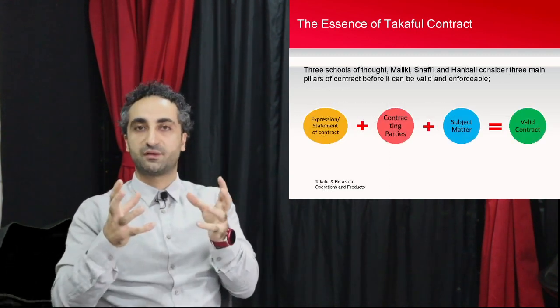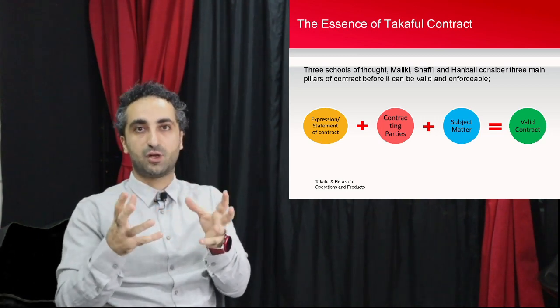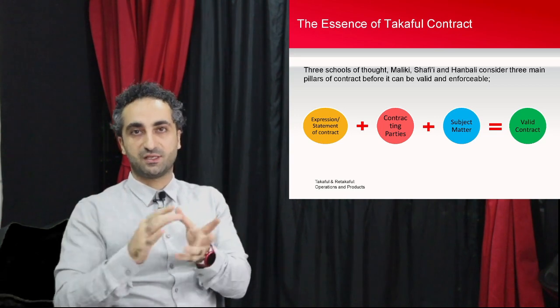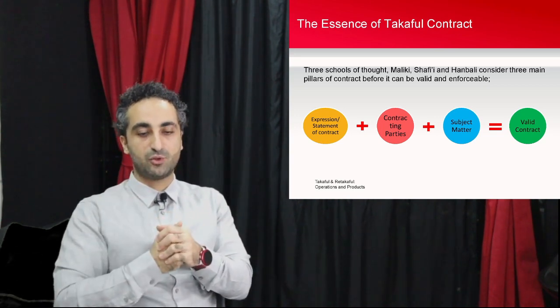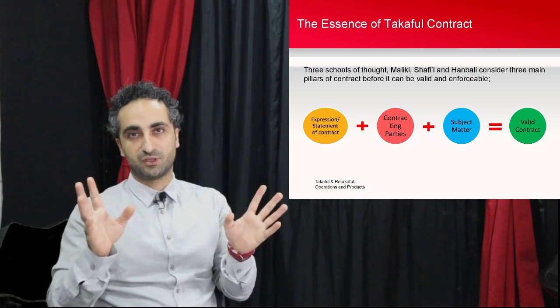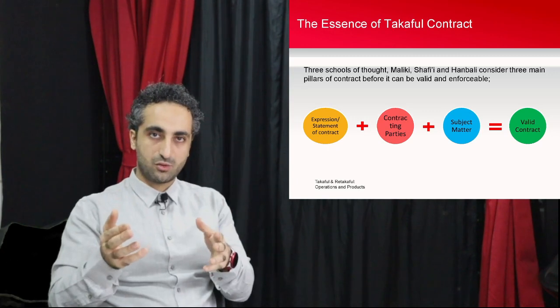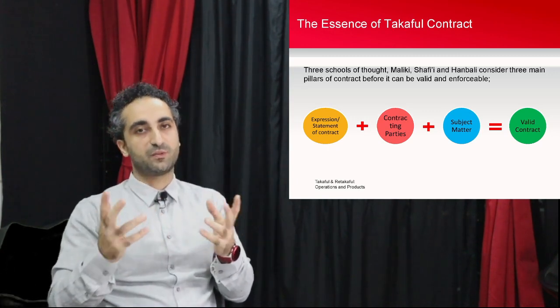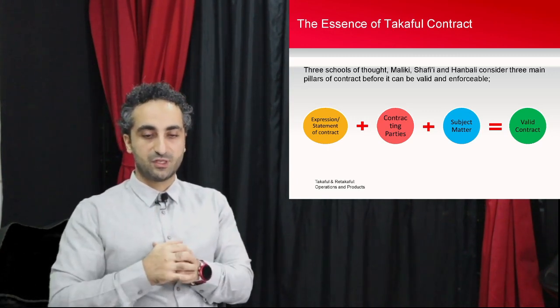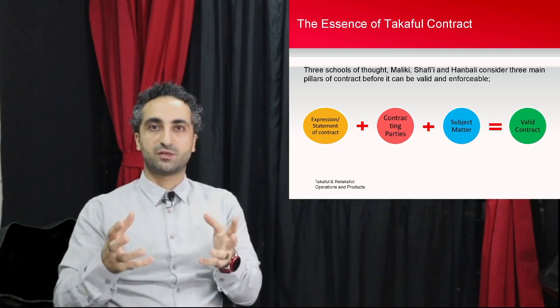So what are the main pillars of a contract? To have a contract properly designed in Islam, we have three components. Expression, ijab and qabul, is the most important. You cannot force someone to do it, right? I ask you with no threat, you reply yes or no. So we also have contracting parties.